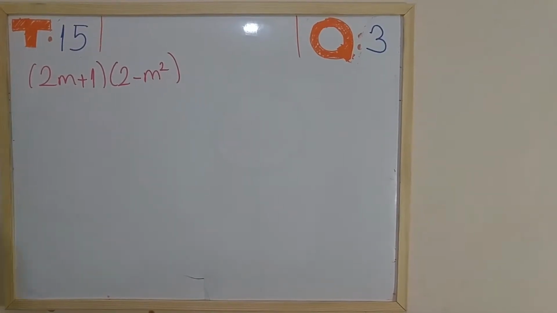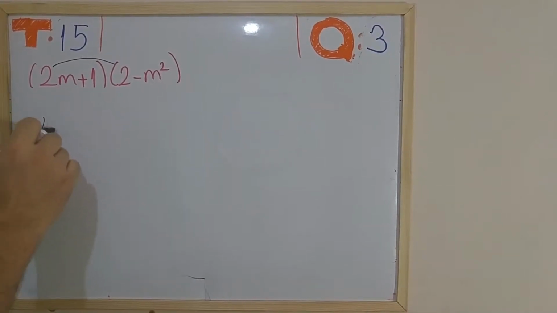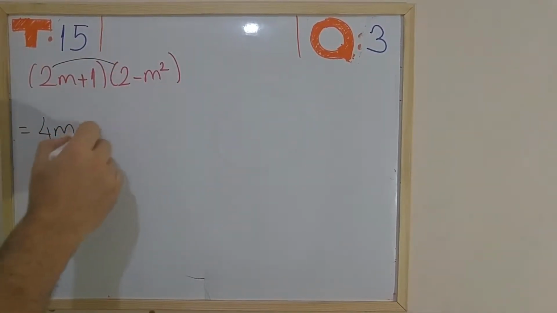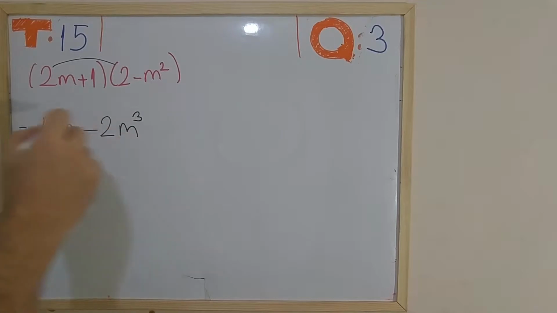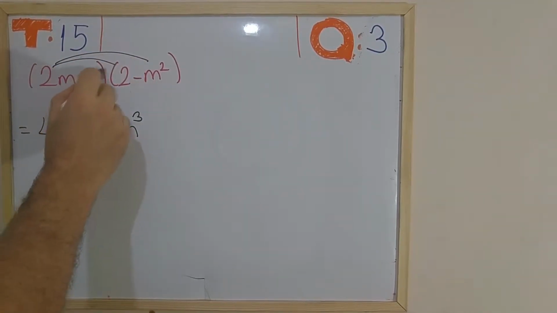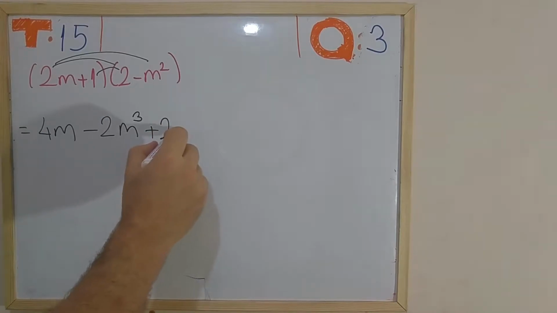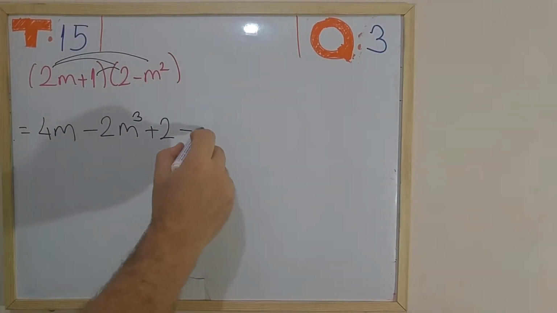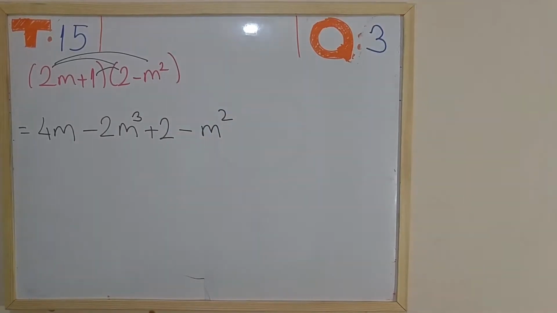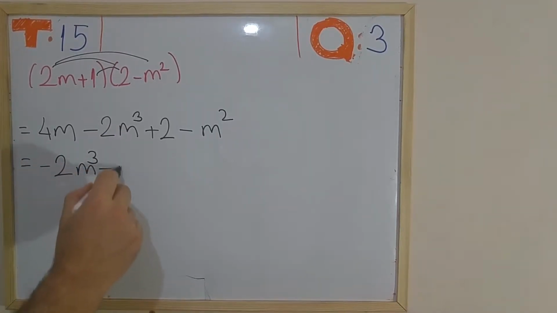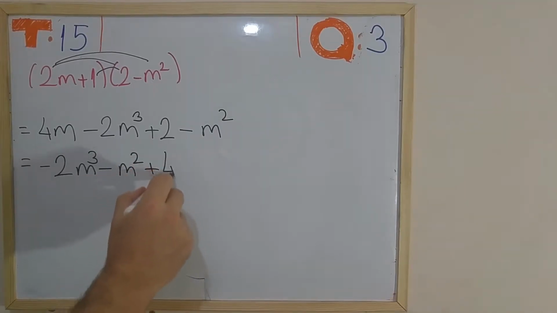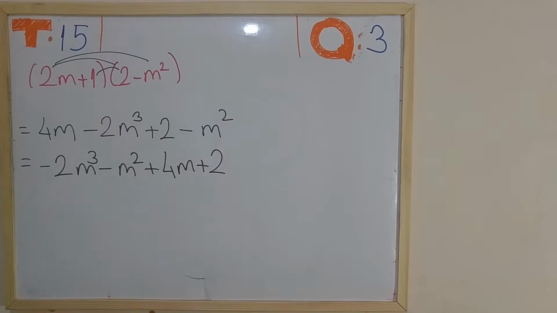To multiply these two polynomials, let's do it. 2m times 2 is equal to 4m. 2m times minus m squared is equal to minus 2m cubed, plus 2 times 1 is equal to 2, minus 1 times m squared is equal to minus m squared. So let's arrange it. This is going to be equal to minus 2m cubed minus m squared plus 4m plus 2.